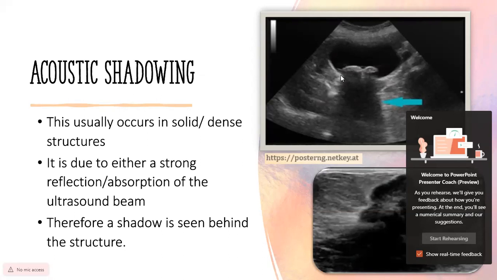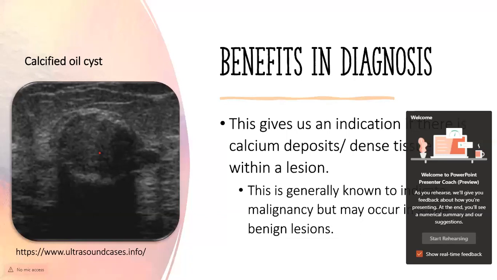So we can refer to the images on the right side of our screen. At the top image we've got two calcifications with posterior acoustic shadowing, and then at the bottom a malignancy, which is also causing posterior acoustic shadowing, and this is likely due to microcalcifications within the lesion. The benefit is that it gives us an indication whether there is calcium deposit or very dense tissue within a specific lesion.